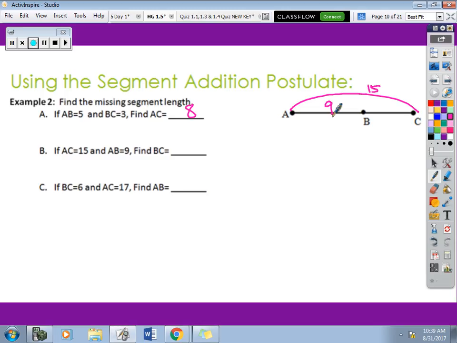Jackson? 6. 6. And 15 minus 9. Very good. And the last one, if BC is 6 and AC is 17, how long is AB? Danielle? 11. Perfect. All right. Now, let's add in some algebra.